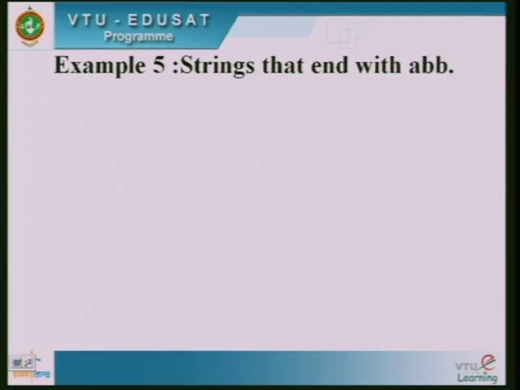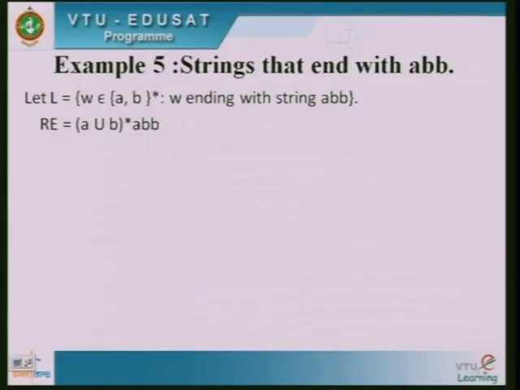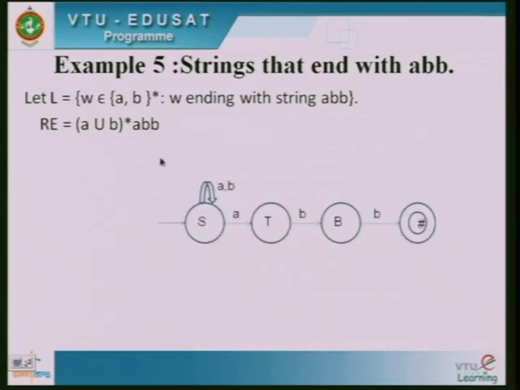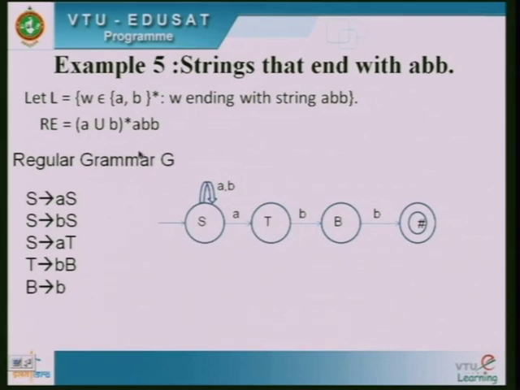Now, so we have written the grammar for strings starting with ABB. Let us see how to write the grammar and the FSM for ending with ABB. Here the regular expression will be (A union B) whole star, ending with A and B. If you consider the grammar, we know the FSM will be like this.